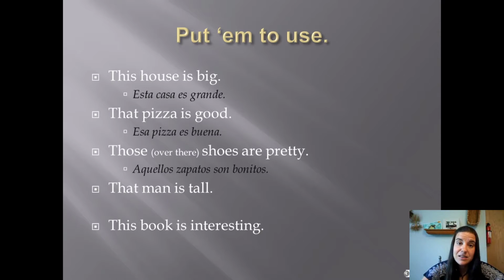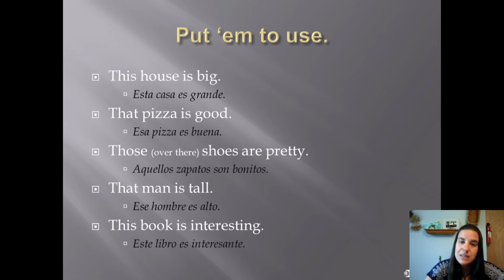That man is tall, so he's not too far away. Man is obviously masculine. So, ese hombre es alto. This book is interesting. This book right here, it's closest. Book is masculine and singular. So we have este libro es interesante.